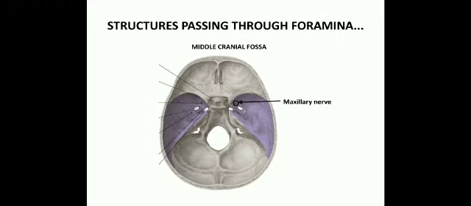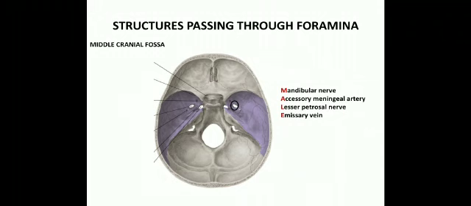The maxillary nerve passes through the foramen rotundum, and the foramen ovale transmits the following structures: the mandibular nerve, accessory meningeal artery, the lesser petrosal nerve and emissary vein. Already we have discussed this in the base of the skull; we will just revise. So, the structures passing through the foramen ovale, MALE: mandibular nerve, accessory meningeal artery, lesser petrosal nerve and emissary vein.